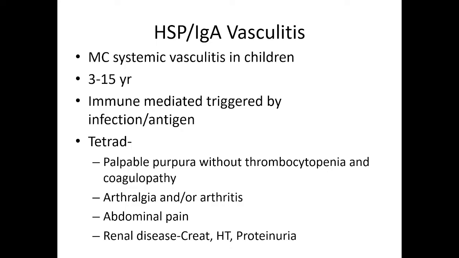Okay. Henoch-Schonlein purpura, IgA vasculitis, something, just 2 slides. Most common systemic vasculitis in children, 3 to 15 years of age is usually affected. Immune mediated, triggered by infection or antigen. Tetrad in HSP is palpable purpura without thrombocytopenia and coagulopathy, arthralgia and/or arthritis, abdominal pain, renal disease: increase in creatinine, hypertension, proteinuria, these may be there. So, palpable purpura, arthralgia or arthritis, abdominal pain and renal disease.